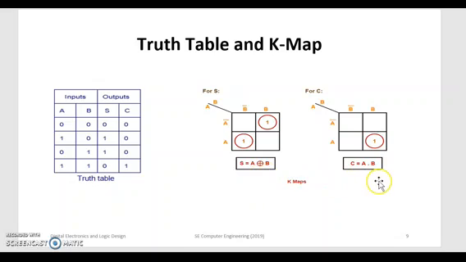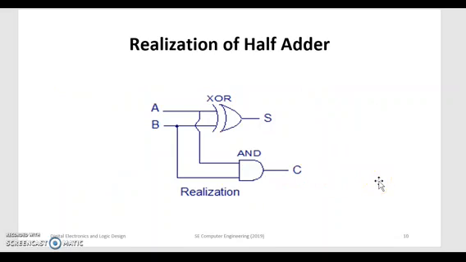Now from these two equations, we will realize the half adder. For sum, we have the equation A XOR B, so we'll require one XOR gate, and for carry it was A and B, so we'll require one AND gate. For sum, we draw an XOR gate and the inputs to this XOR will be A and B. Whereas in case of C, we have the term A and B, so this is A and this is B, the inputs to this AND gate.